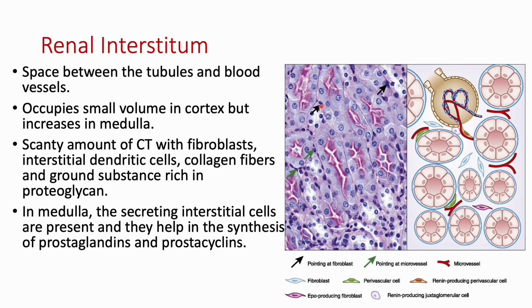So all these cells, that is the PCTs, DCTs, and glomeruli, are supported by the interstitial space. This space, the renal interstitium between the tubules and blood vessels, occupies a very small volume in the cortex, but it is increased in the medulla. It is formed by connective tissue with fibroblasts, interstitial dendritic cells, collagen fibers, and ground substance which is rich in proteoglycans. Whereas in the medulla, secreting interstitial cells are present and they help in the synthesis of prostaglandins and prostacyclins.